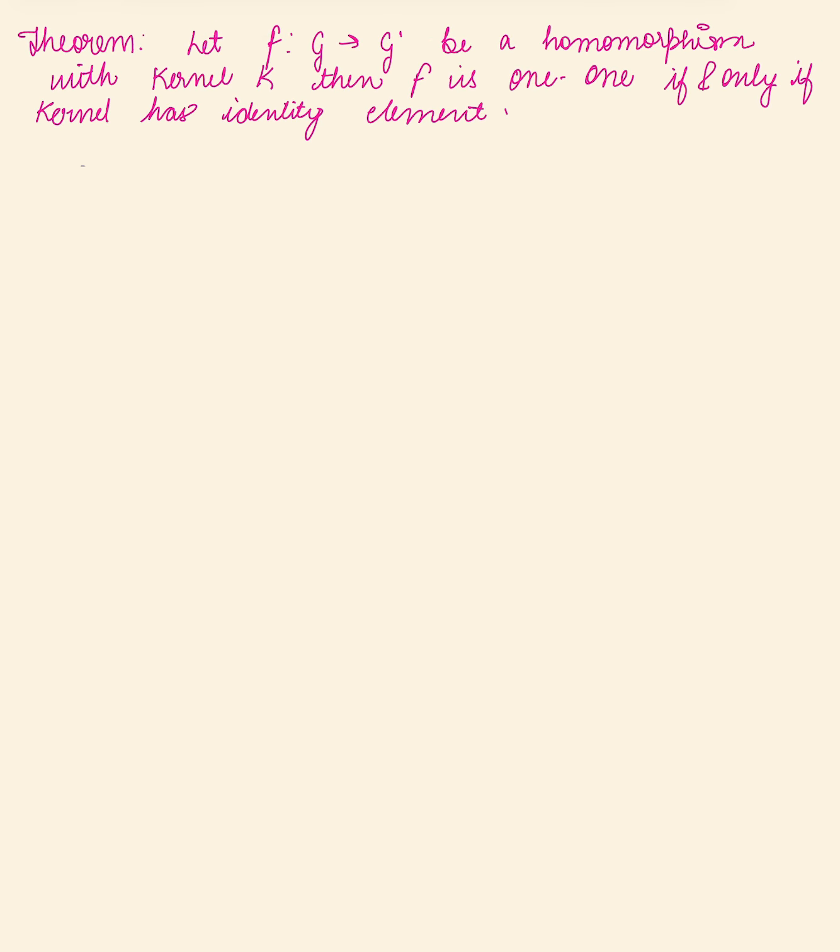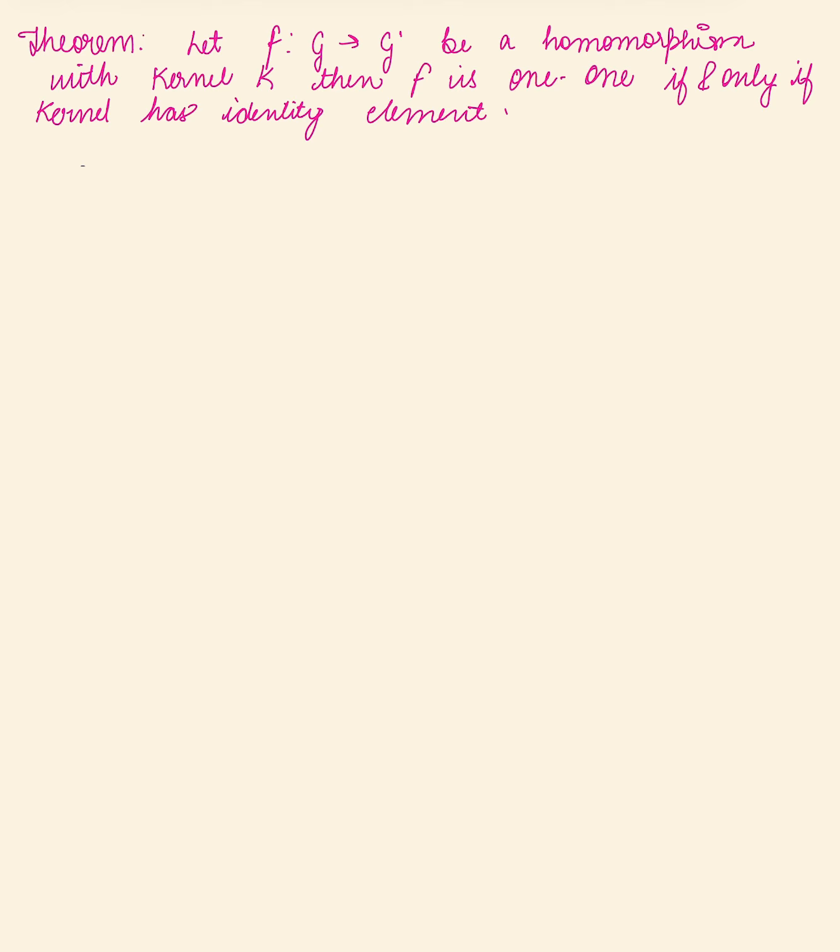The theorem says: let f from G to G dash be a homomorphism with kernel K. Then f is one-one if and only if the kernel has only the identity element. So what this theorem is saying is that if f is defined from a group G to its codomain group G dash, and it is a homomorphism with a kernel, then f is injective if and only if its kernel has only the identity element. This means the function is injective when the kernel contains only the identity element.